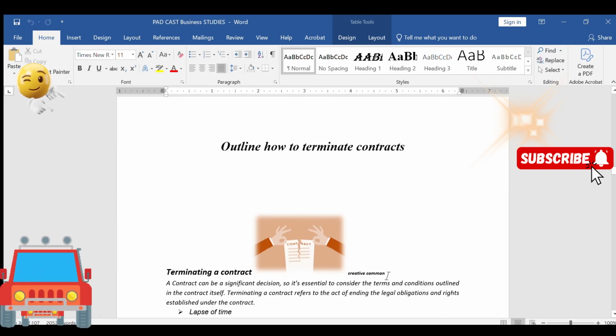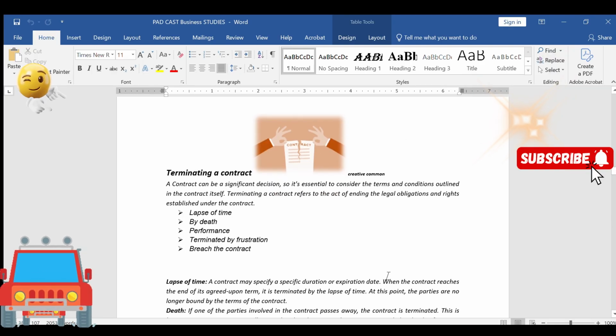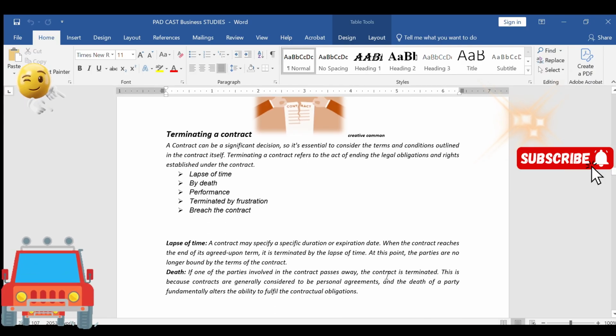So we are outlining how to terminate contracts. Terminating a contract can be a significant decision, so it's essential to consider the terms and conditions outlined in the contract itself. Terminating a contract refers to the act of ending the legal obligation or rights established under the contract. A contract can be terminated by lapse of time, by performance, by frustration, or by breach of the contract.